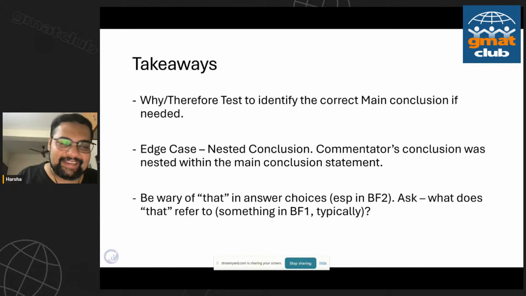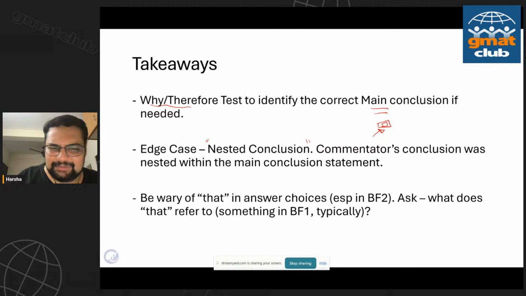So a couple of quick takeaways. In the previous question, if necessary, you could have used these tests to figure out the correct main conclusion. We saw one particular edge case here where one conclusion is nested within the other. You do have these kinds of tricks that sometimes you might see in the exam. Always just think logically, work through it then and there. Don't freak out when you see a very different scenario.